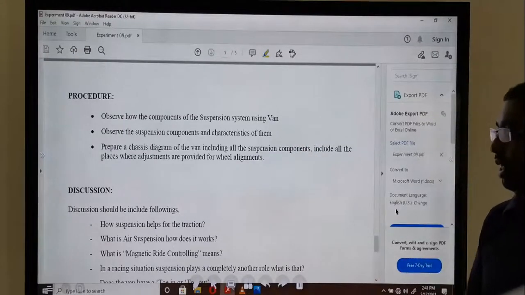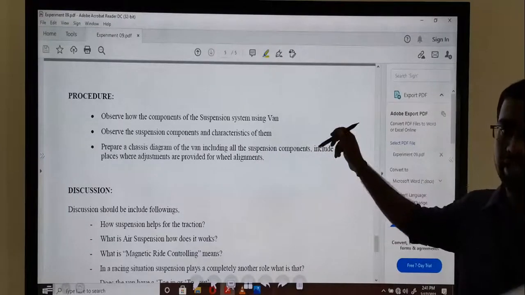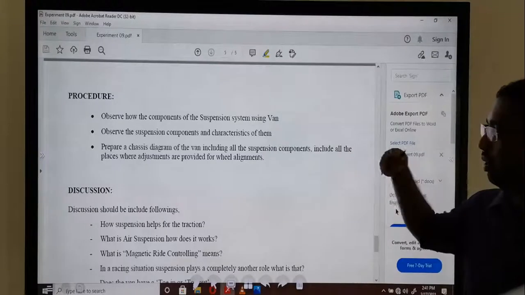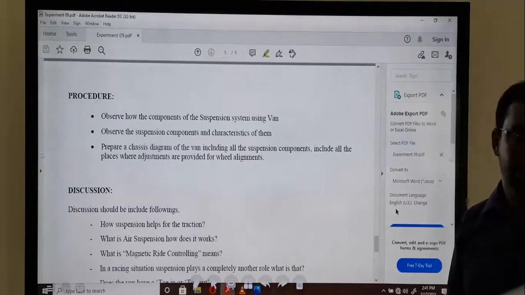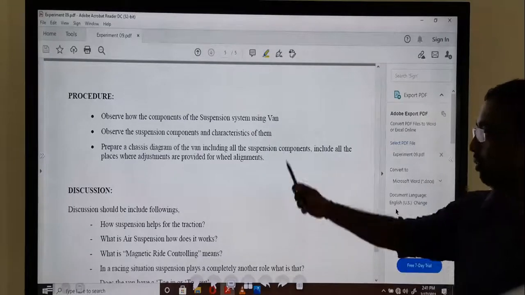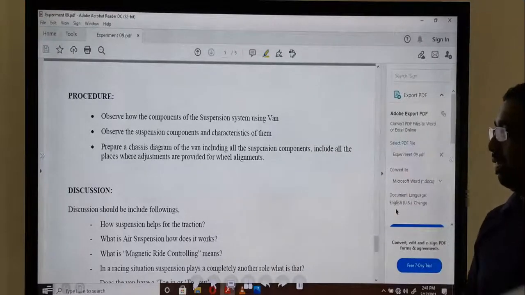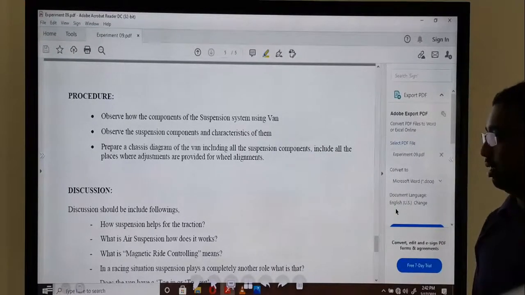Here you need to add the torsion bar and anti-roll bar. If you find any other suspension system, for example the ball joint, you can mention it here too. You need to add the suspension components and display them along with their characteristics.